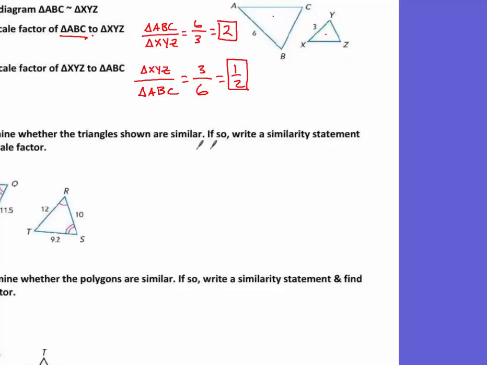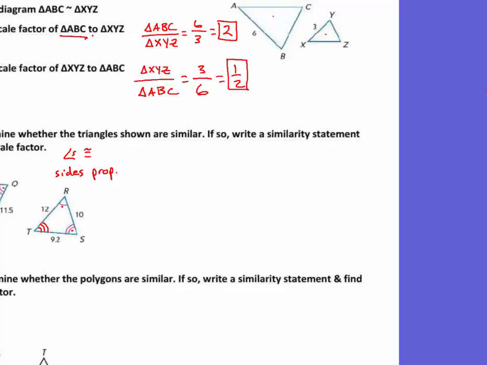So determine whether the triangles shown are similar. If so, write a similarity statement and find the scale factor. Well, requirements are the angles have to be congruent and the sides have to be proportional, right? So angles are congruent. That one and that one, that one and that one. And our third angles theorem tells us that if 2 angles of a triangle are congruent, then the third set of angles has to be congruent.